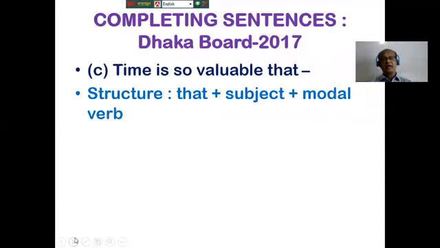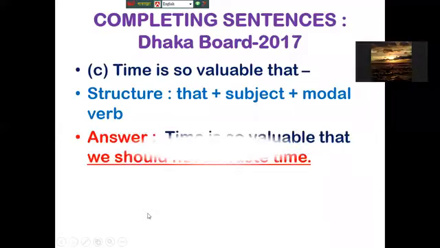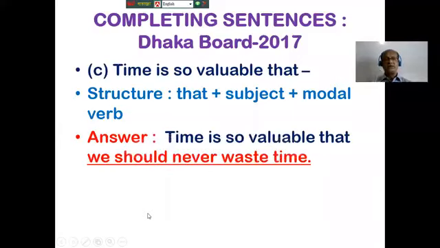This part should indicate how much valuable. Time is so valuable that we should never waste time. Time is so valuable that we should always maintain or make the best use of time, like this. So we can use here negative structure or affirmative structure based on the sense.